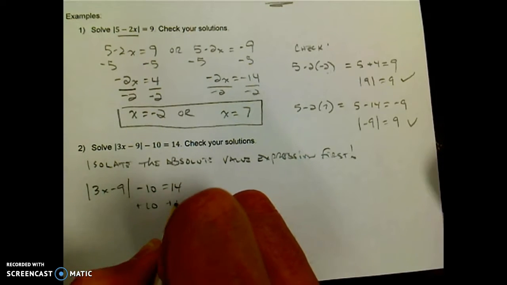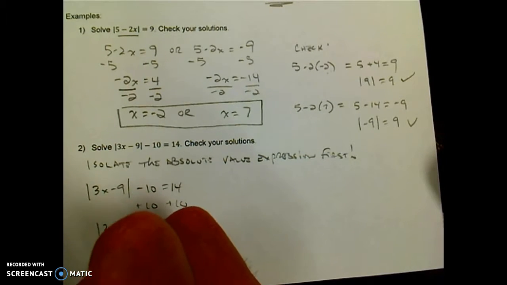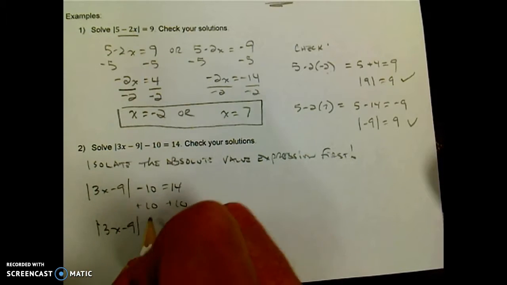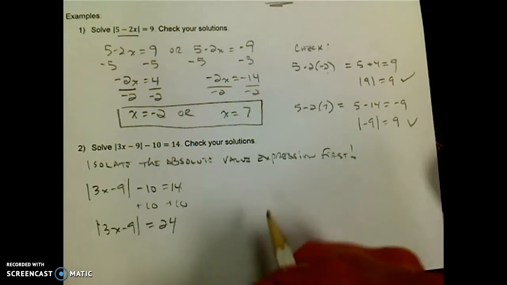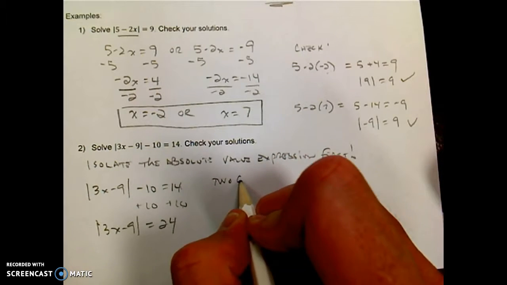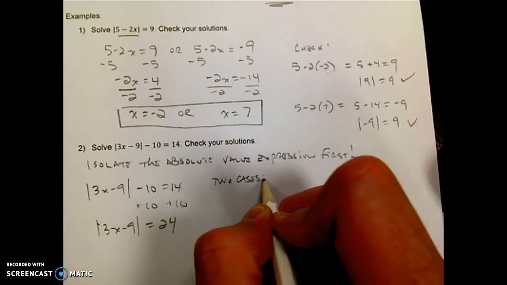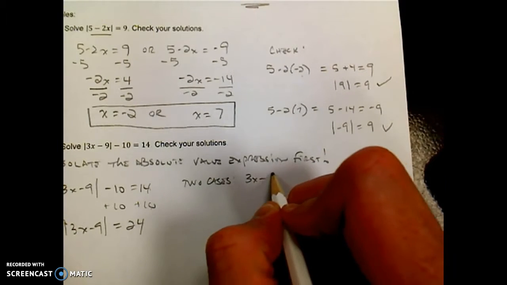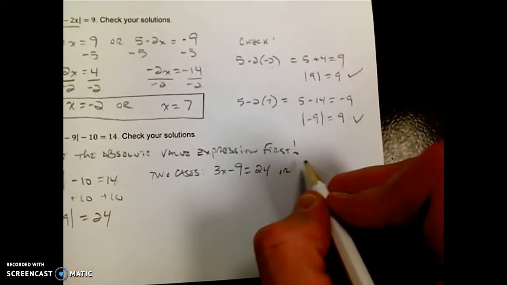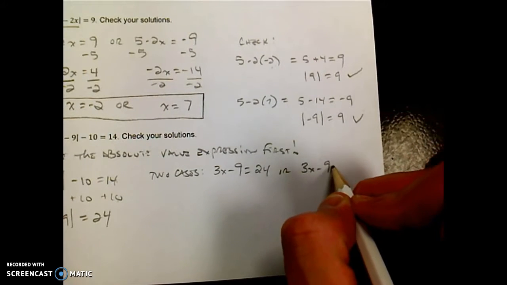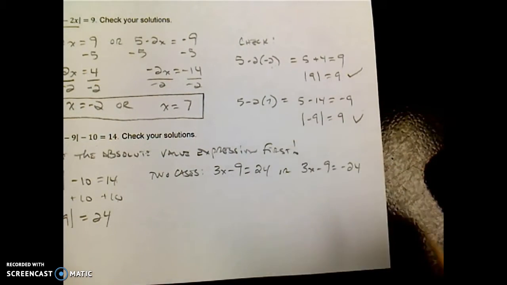I'm going to add 10 to both sides. 3x minus 9, absolute value of that expression, equals 14 plus 10 is 24. Now I can show my two cases. 3x minus 9 equals 24, or 3x minus 9 equals negative 24.